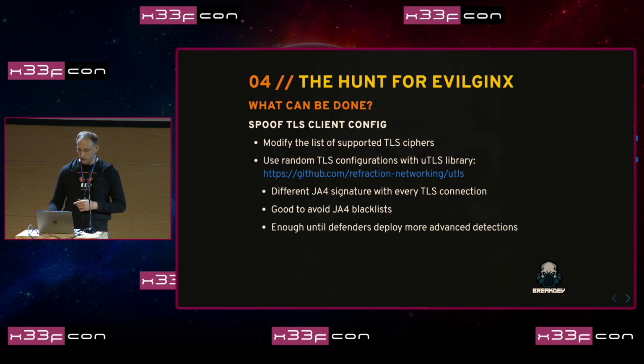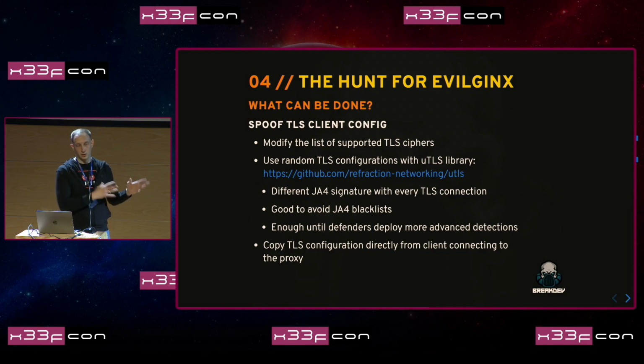I even have a few ideas, maybe not a good idea to share them right now, but there's also another option. When a client connects to the phishing server, which hosts Evilginx, you can actually grab the TLS client hello packet that's coming from the client's browser, and you can copy the list of the cipher suites into the connection that Evilginx is making to the destination server, so that it actually mimics the real client to the server.